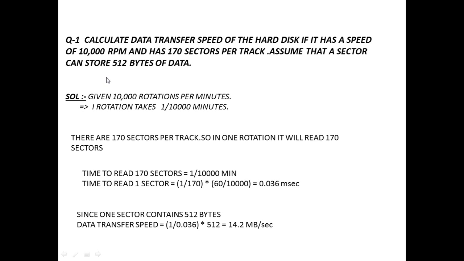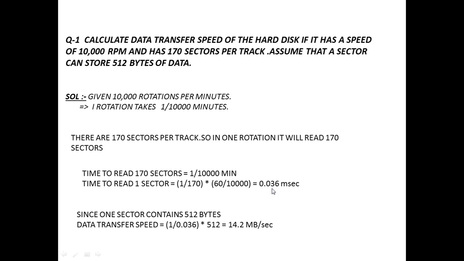So we'll proceed as, now we know the rotations per minute, we know the speed of the disk, it's like 10,000 rotations per minute, and there are 170 sectors per track. So in one rotation it will read 170 sectors. So time to read one sector will be, 170 sectors will be 1 by 10,000 minutes, and time to read one sector will be 1 by 170 into 60 by 10,000, that's rpm. So it will give us the time to read one sector.